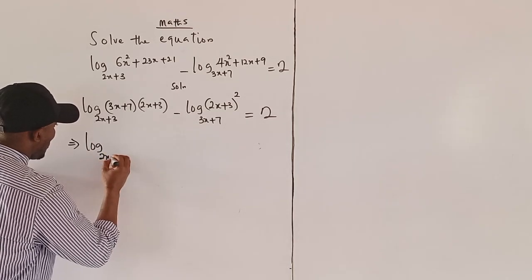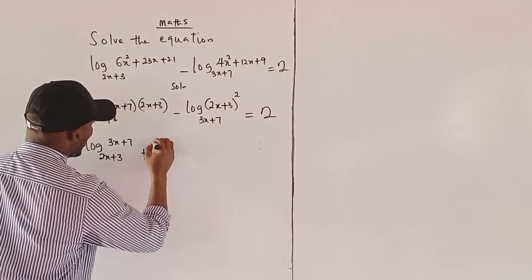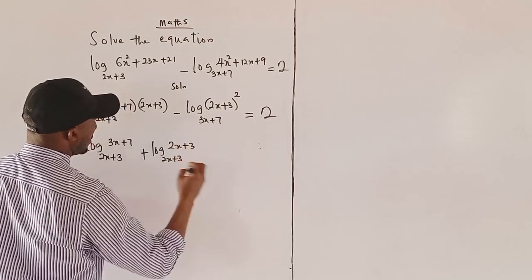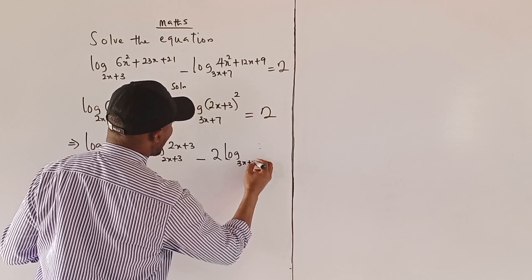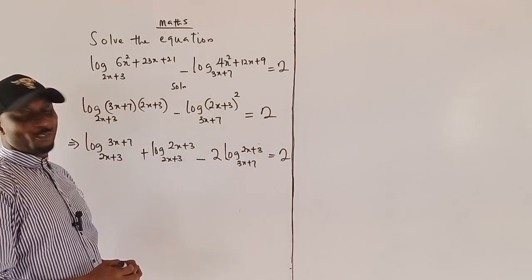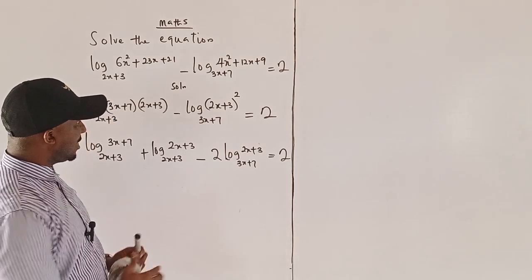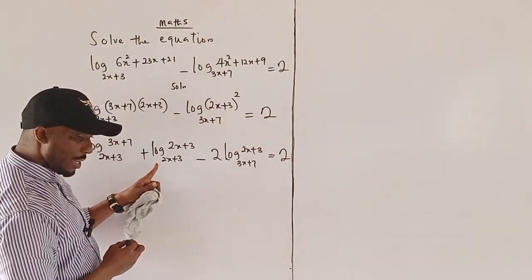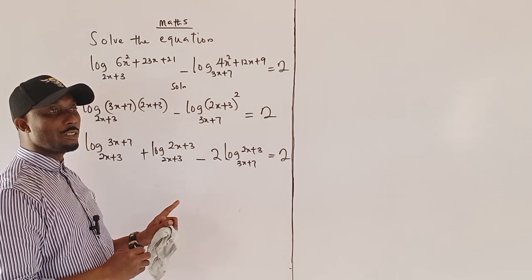log to the base of 2s plus 3 of the argument 3s plus 7, plus log to the base of 2s plus 3 of the argument 2s plus 3, minus 2 log to the base of 3s plus 7 of the argument 2s plus 3, everything equal to 2. So you can see this quantum leap here that's going to lead us to the destination. Then here we have log to the base of 2s plus 3 and the argument 2s plus 3. So this is 1.